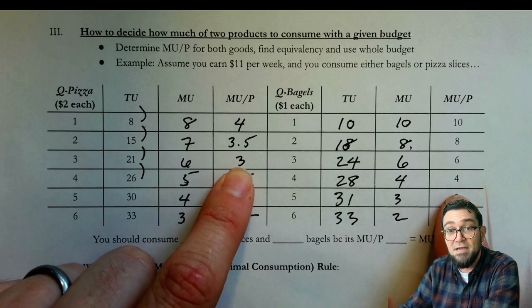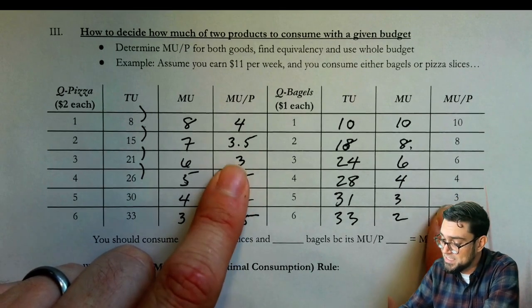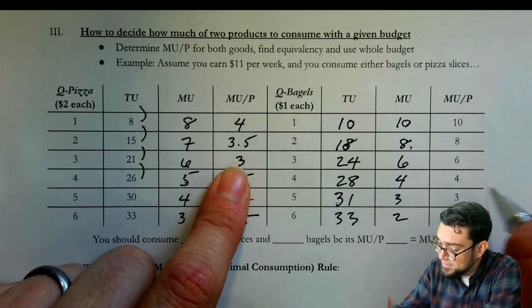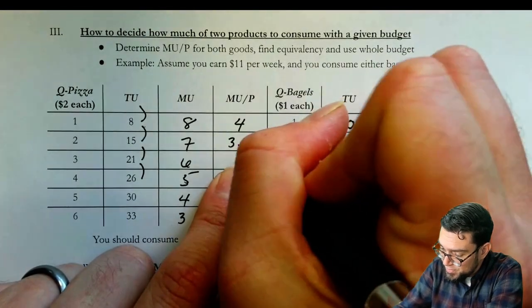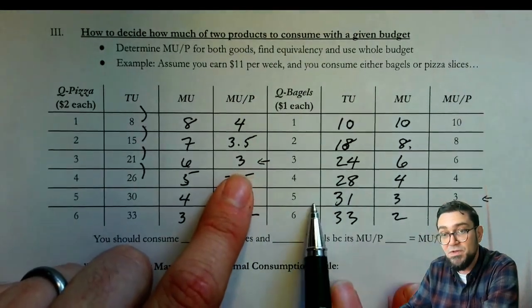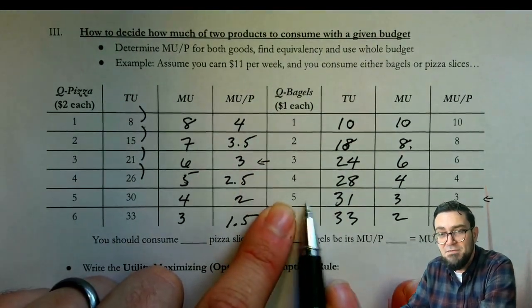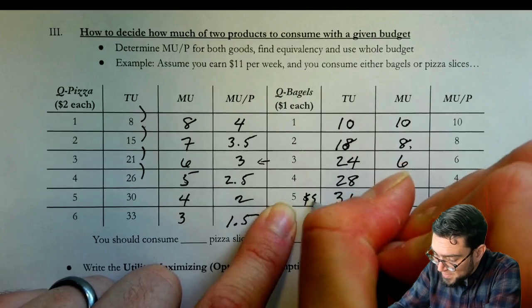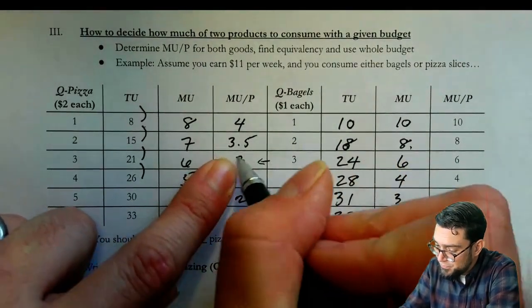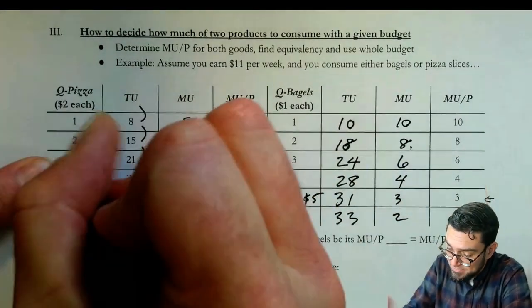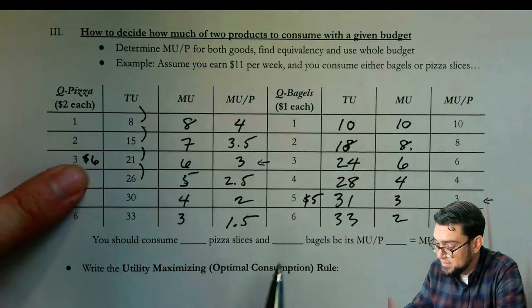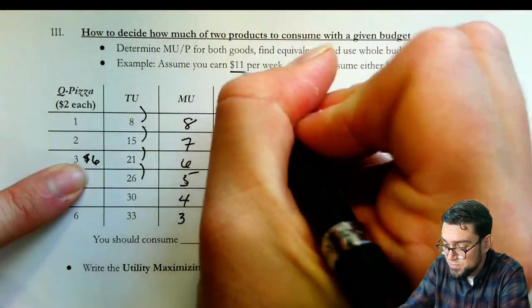2.5, I don't have one of those. I have a 3, and I have a 3. Let's test this combination and see what comes out. So I'm going to put a little dash right here and a little dash right here so that I remember that these are the ones I'm testing. So 5 bagels would cost me $5. And then 3 goes with 3 pizzas. That would cost me $6. $6 plus $5 is equal to 11.